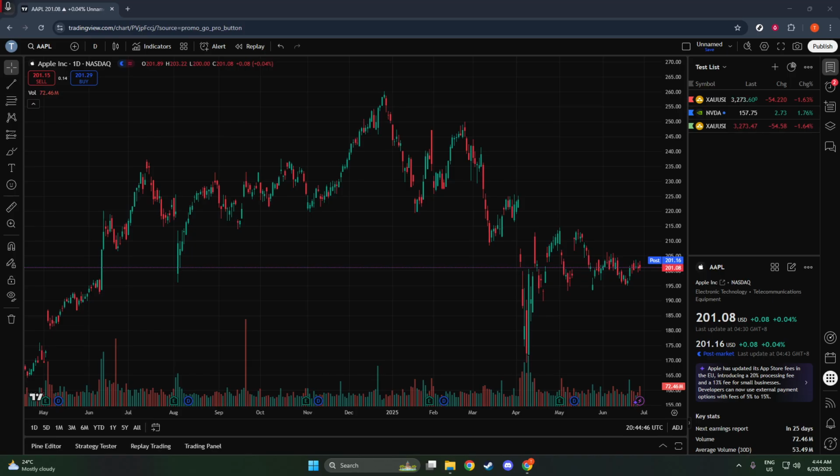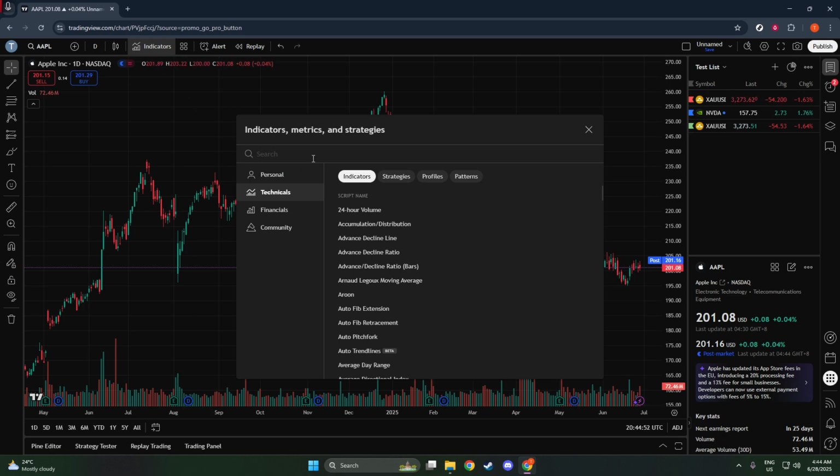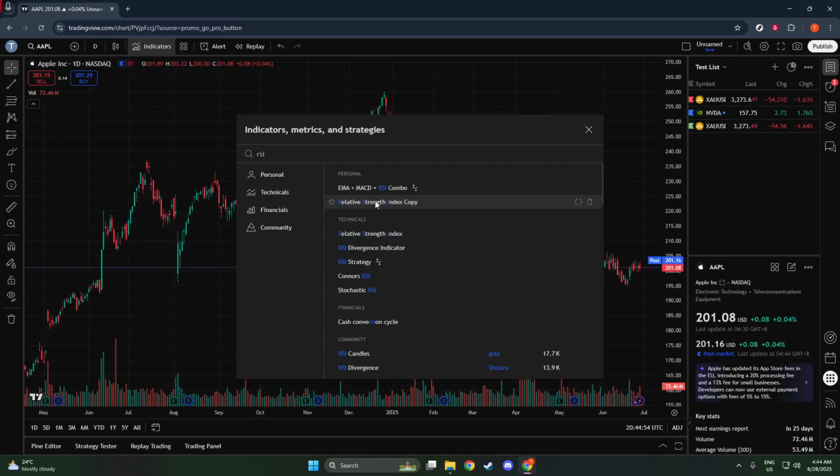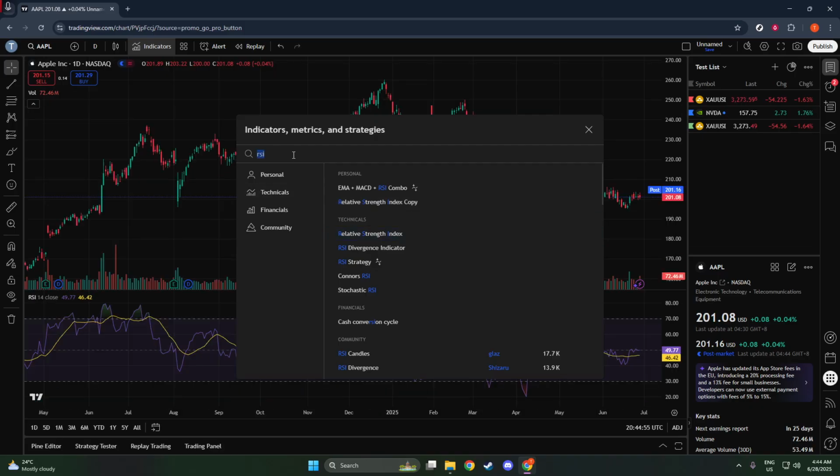For instance, clicking on an indicator like the Relative Strength Index, commonly known as RSI, or the Moving Average Convergence Divergence, abbreviated as MACD, will automatically display it directly on your chart. This visual representation allows for immediate analysis of how that particular indicator correlates with the price movements you're observing.